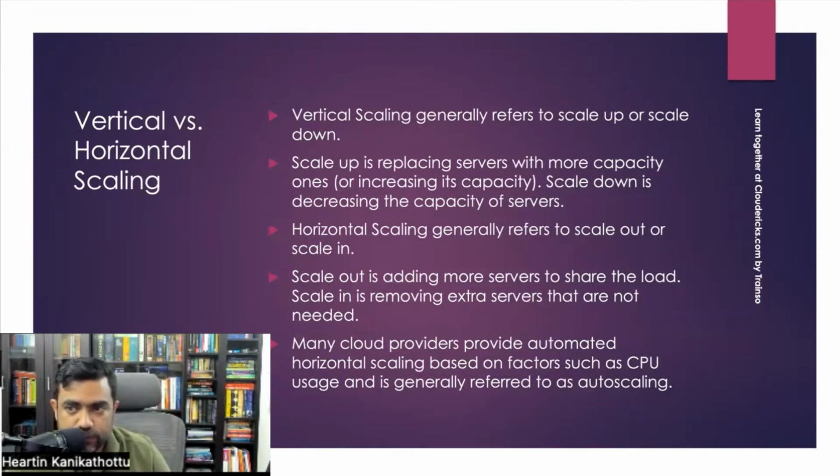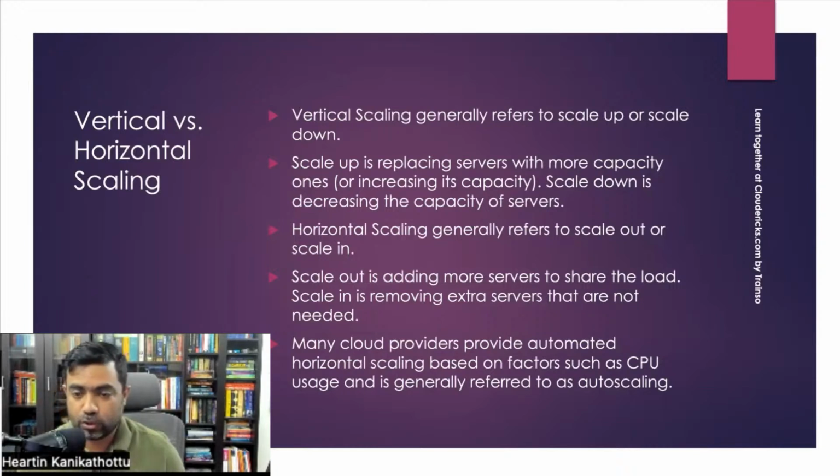Vertical scaling generally refers to scale up or scale down. Scale up is replacing servers with more capacity ones or increasing their capacity. Scale down is decreasing the capacity of servers. Horizontal scaling generally refers to scale out or scale in. Scale out is adding more servers to share the load. Scale in is removing extra servers that are not needed.